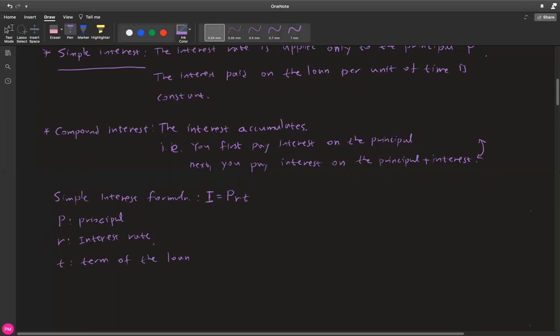And in this class, when we say the interest rate, it's going to be the APR, the annual percentage rate, and the term of the loan will be in years. So when T is 2, it means a 2-year period. And when the APR is 6%, it means that you owe 6% of the principal for that specific year.